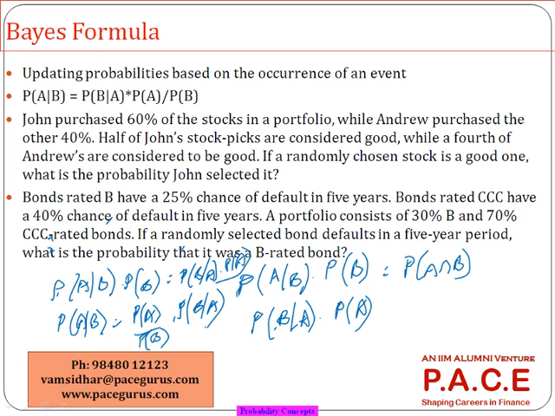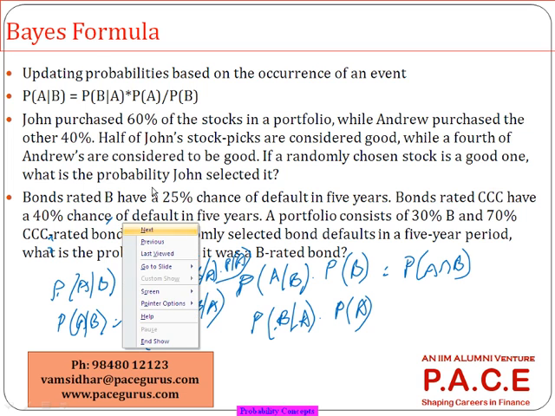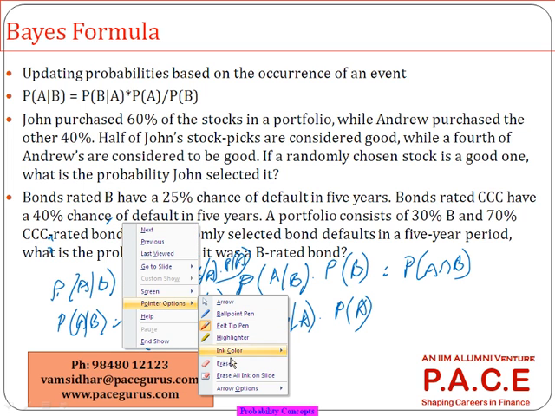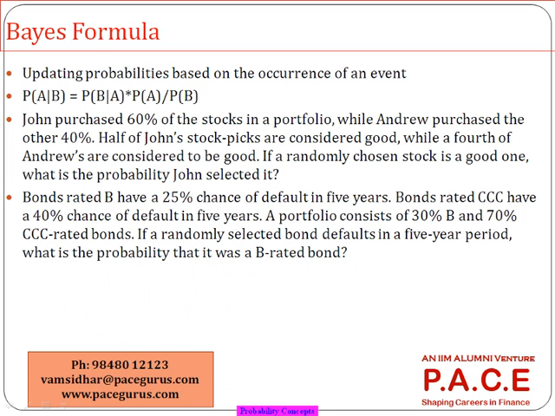So even if we remember the formula, we should be able to solve the problems quite comfortably. Right? P of A given B is nothing but P of A by P of B into P of B given A. If I am able to even remember the formula, the question becomes quite comfortable to solve. So let's try out one or two problems which can give us the comfort level. Look at the last one, bonds.